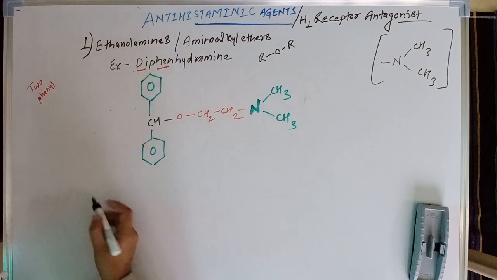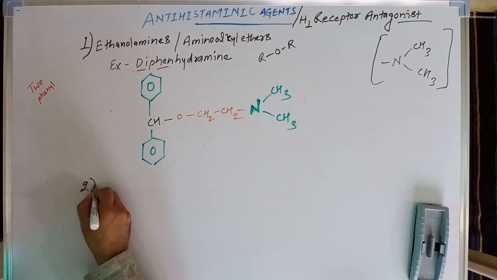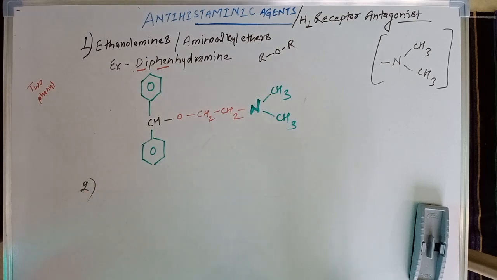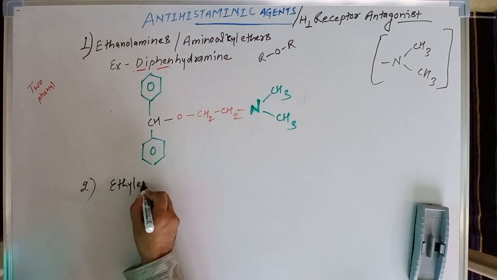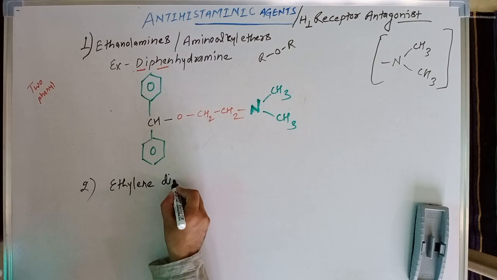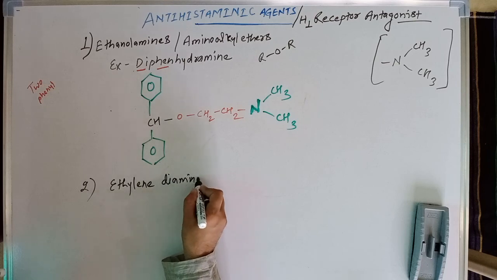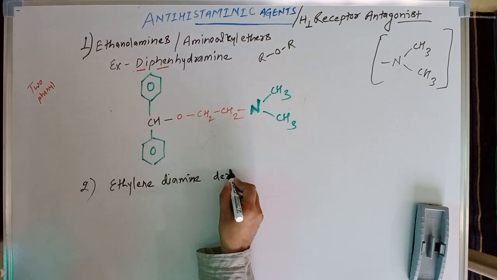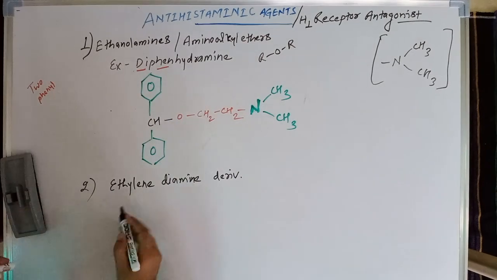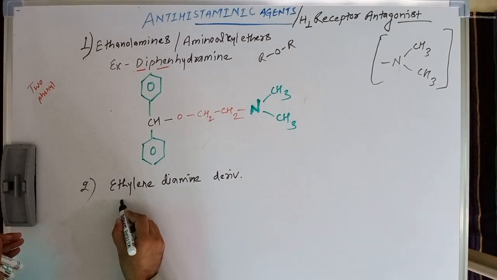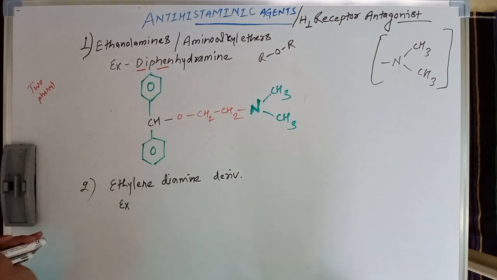Now the second class which comes under antihistaminic agents is ethylene diamine derivative. An example of a drug which comes under this class is mepyramine.